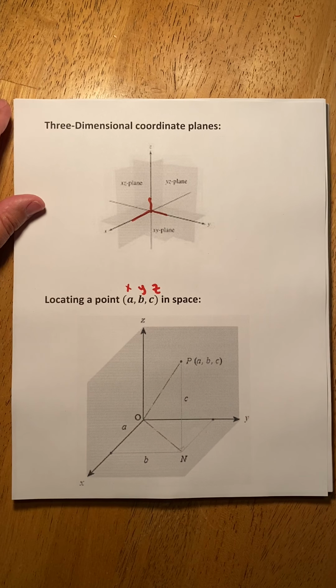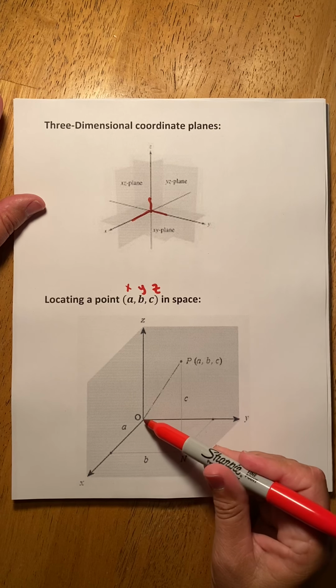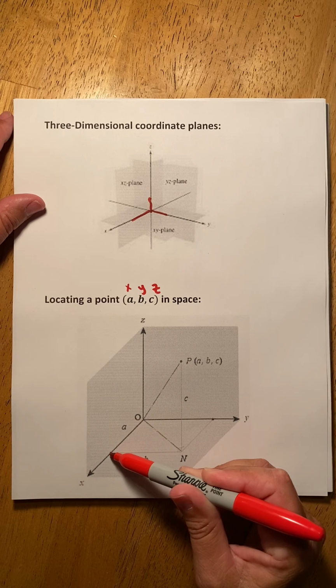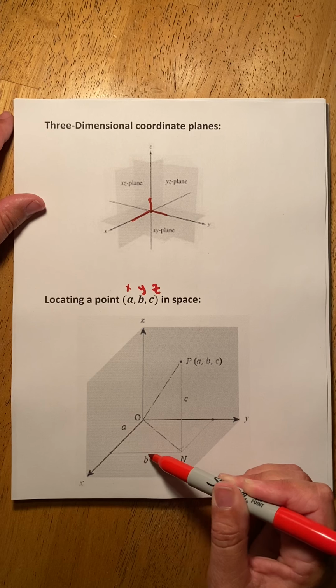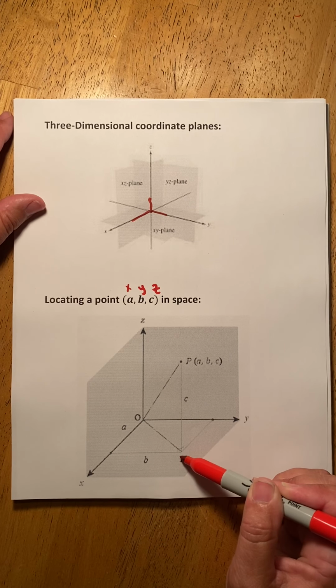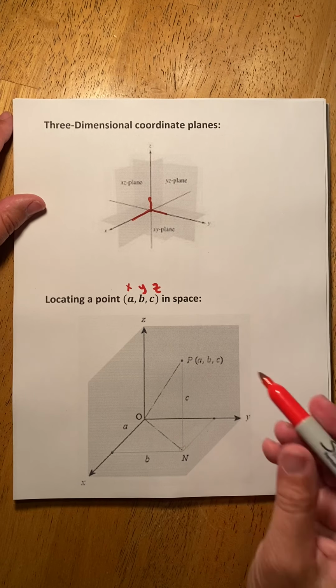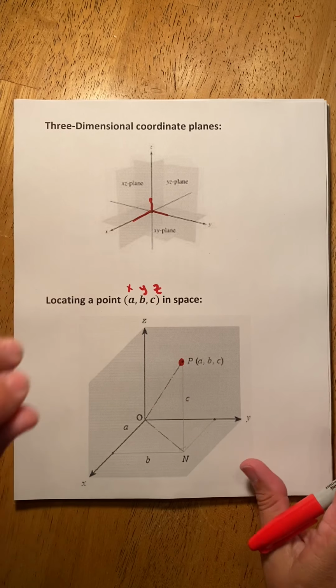So here's a little example where a, b, and c just happen to all be positive. We start at the origin. We go a units out in the x direction. And then we either go left or right b units, depending on the sign of b. And then we either go up or down c units. And then this would be the point floating in space.